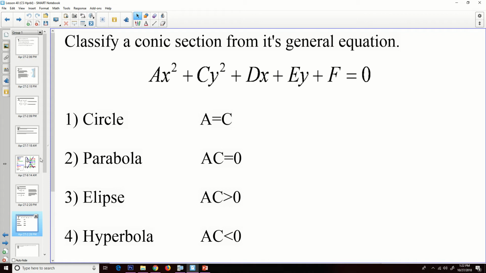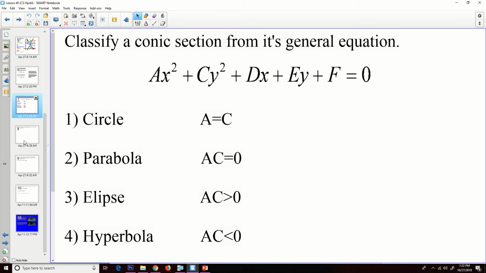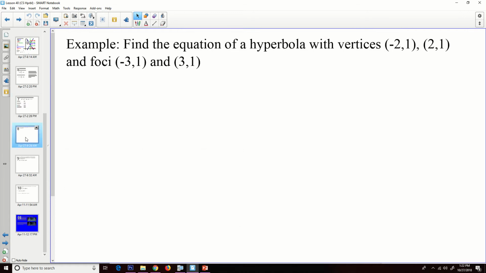All right, so I'm going to refer back to a lot of these previous slides as we do the practice problems, the examples that I have. And I have 3 example problems. The first one says, find the equation of a hyperbola with vertices (-2, 1) and (2, 1), and foci (-3, 1) and (3, 1).